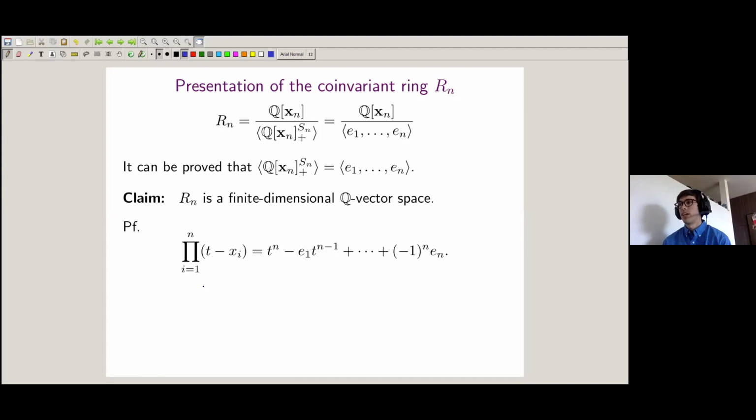Yeah, presentation as a quotient ring is what I mean. I see, okay. So here's a quick proof of the fact that it's finite dimensional.